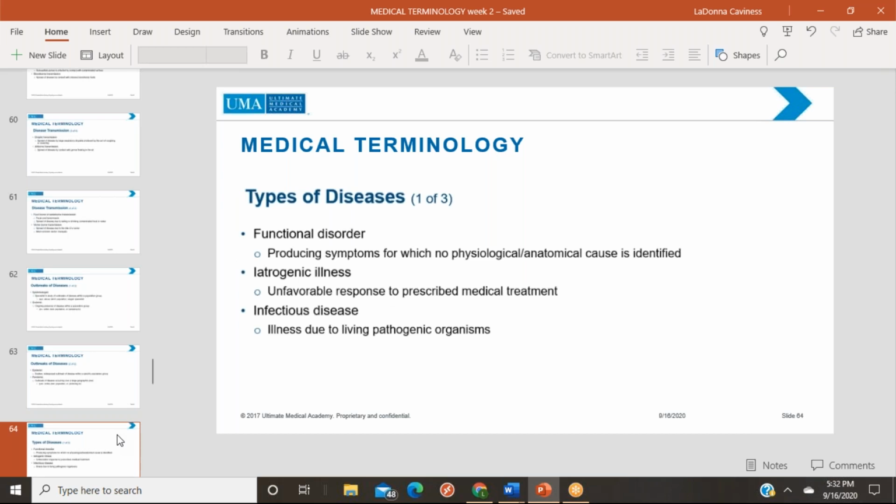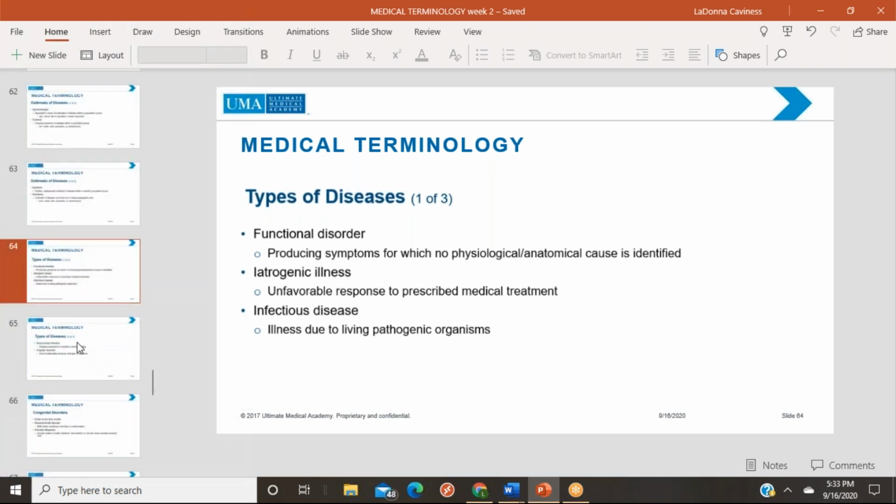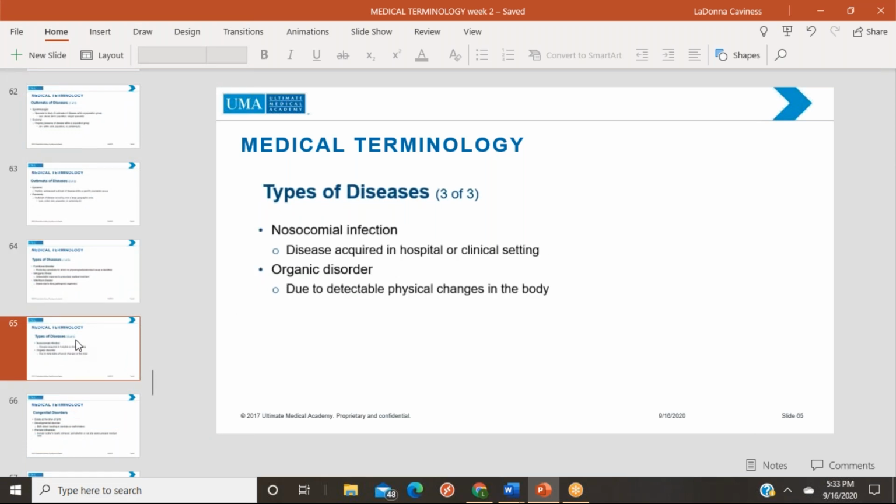Types of diseases: functional disorder, producing symptoms for which no physiological or anatomical cause is identified. Iatrogenic illness is an unfavorable response to prescribed medical treatment. And infectious disease, illness due to living pathogenic organisms. Types of diseases continued. A nosocomial infection is a disease acquired in the hospital or clinical setting. And organic disorder is normally due to detectable physical changes in the body.